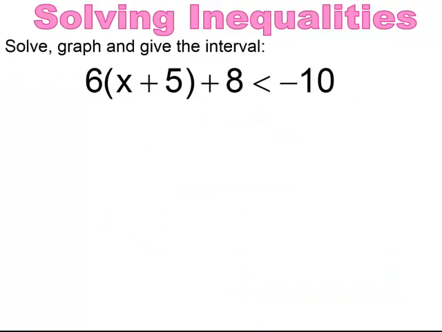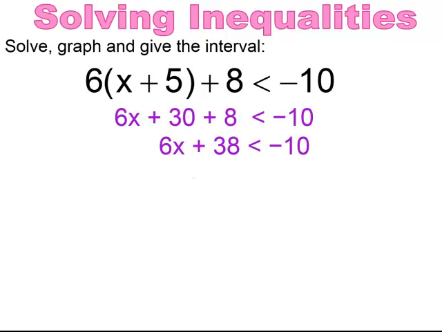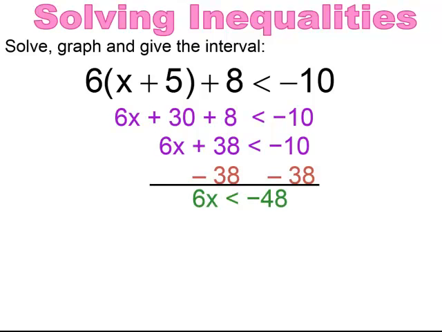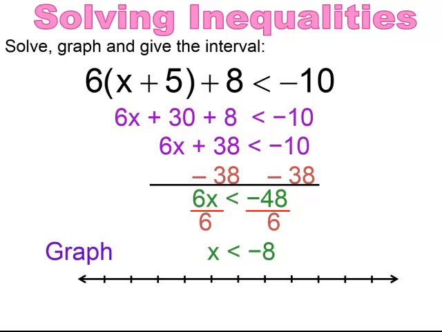Pause and try. So we do the distributive property here. Then we combine like terms, and then you have to think of that rule. We have to divide here. We're dividing by a positive, so my inequality will stay as is. I'm going to graph the solution.